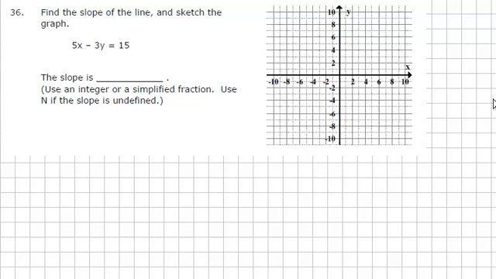Find the slope of the line and sketch the graph. Our equation is 5x minus 3y is equal to 15. Notice that the equation is in standard form: a number times x plus a number times y is equal to a constant. When this is the case, the intercept method of graphing is usually quite efficient.